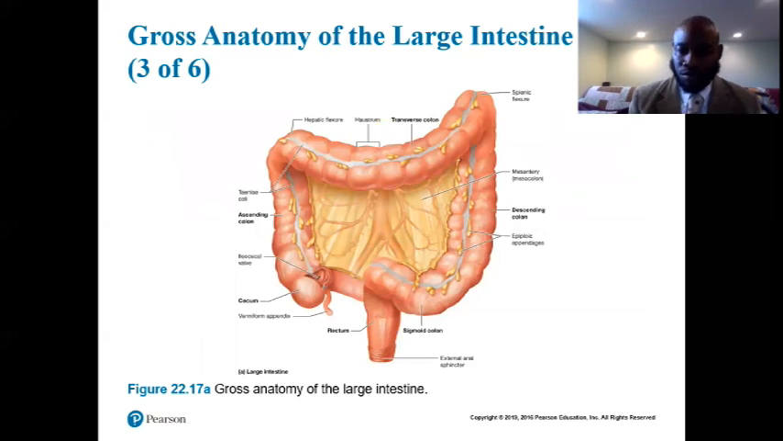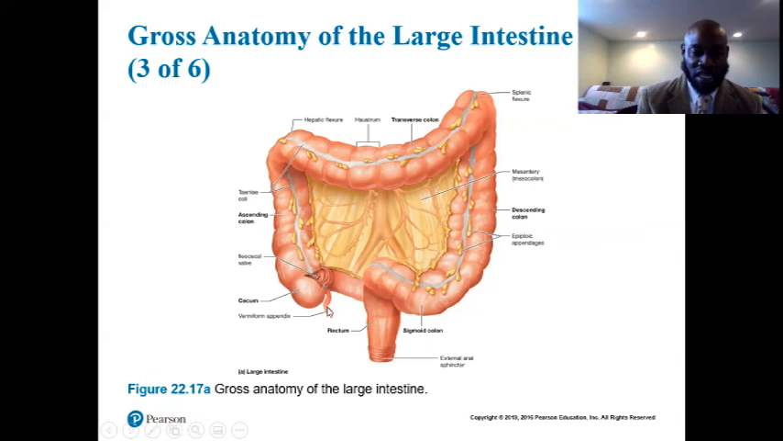All right, so here we have the cecum, as you see the cecum here. That's where we're connected to the small intestines. The ileum, the last section of the small intestines, is connected to the large intestines at the cecum.